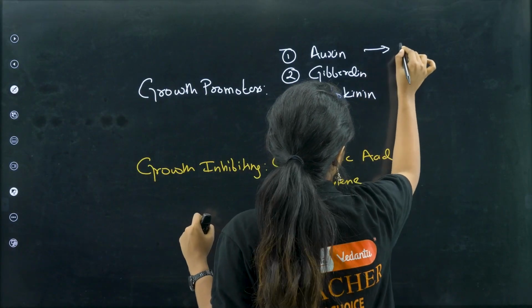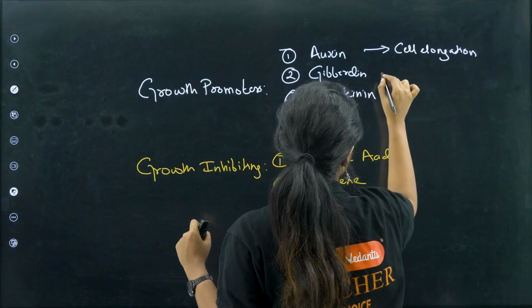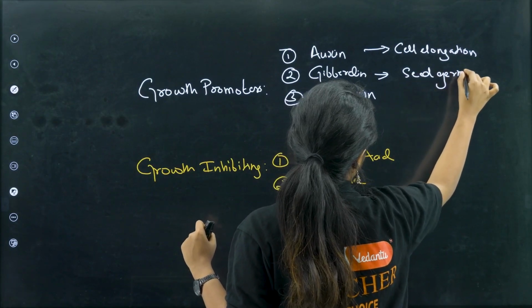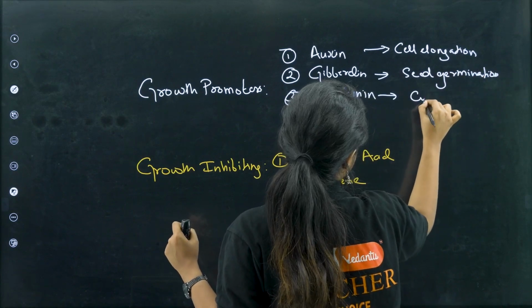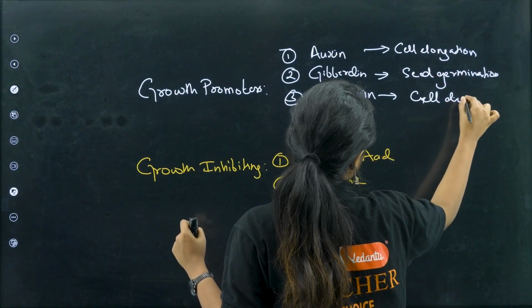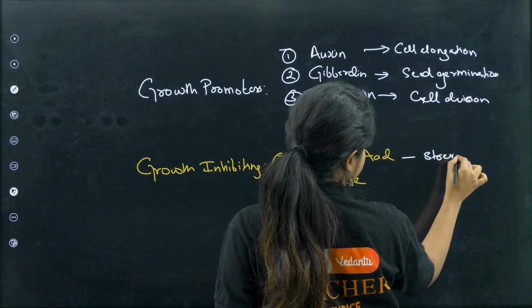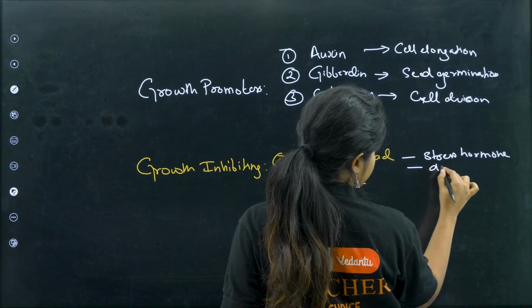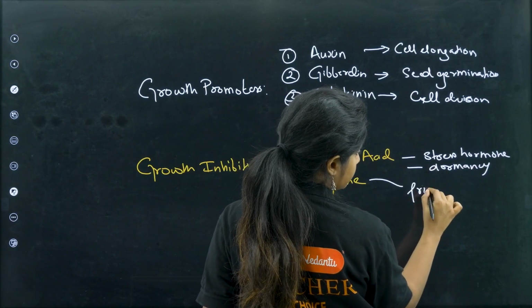Now Auxin's very important function is cell elongation. Gibberellin's very important function is seed germination. Cytokinin's very important function is cell division. Abscisic acid, it's a stress hormone. So all kinds of stress, and for inducing what? Dormancy. Ethylene, fruit ripening.